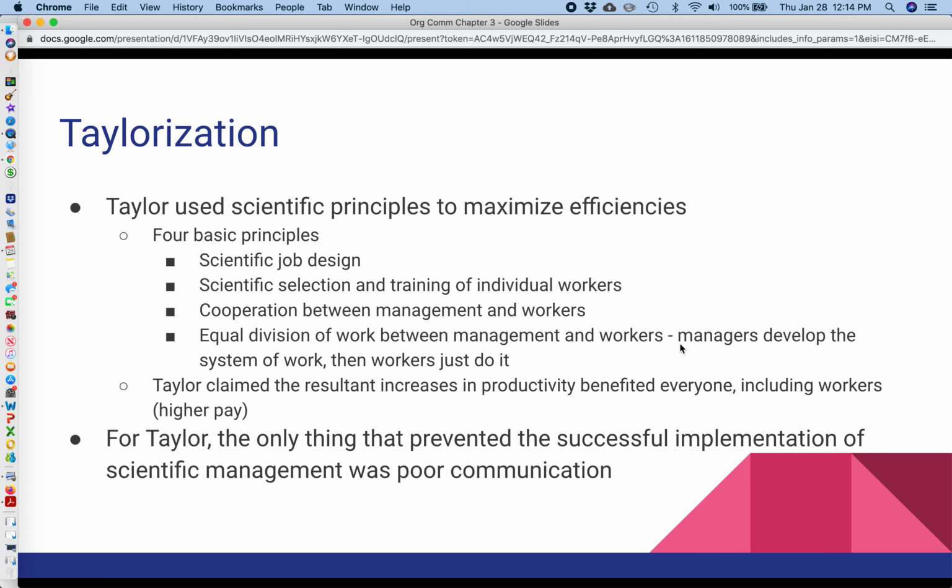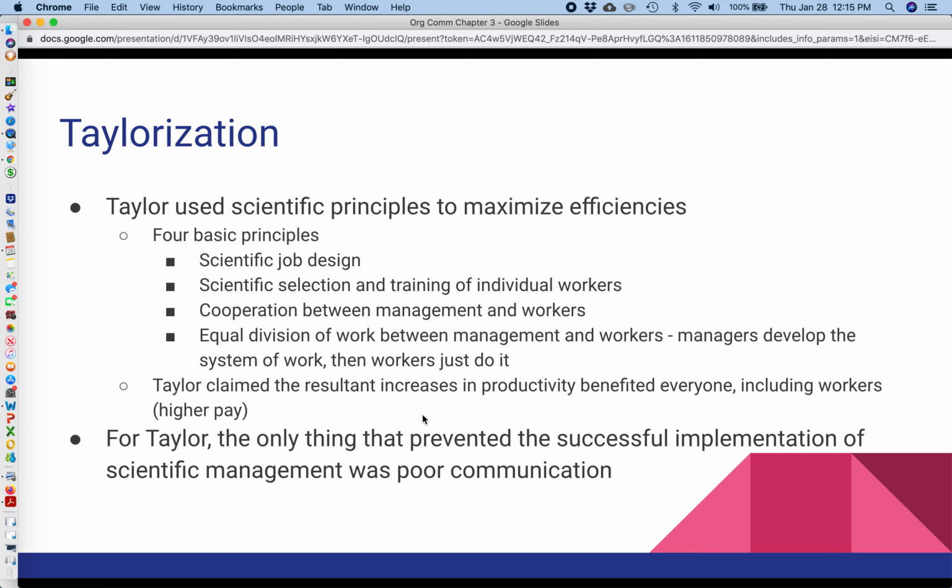Then he went about scientifically selecting and training his individual workers. So I'm going to train you in the most efficient way to put in your wagon wheel, right? He tried to achieve a level of cooperation between management and workers so that workers wouldn't go about systematic soldiering and slowing things down. And then he proposed an equal division of work between managers and workers. And in this equal division, managers would develop how the system works, right? They'd figure out who does what, where, when, and how. And then the workers were just supposed to do it.